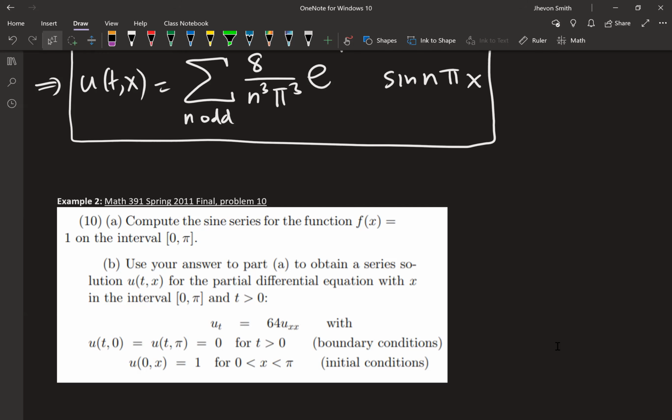Let's actually do a problem from scratch. So this is from the spring 2011 final, also problem 10. Obviously that year, the same person wrote the final and they used the same format. The formats between the two were very similar. Problem 10 in both of these exams is a problem like this. They ask you about the sine series specifically, and then you pretty much use your answer to solve part B. So let's actually look at this.